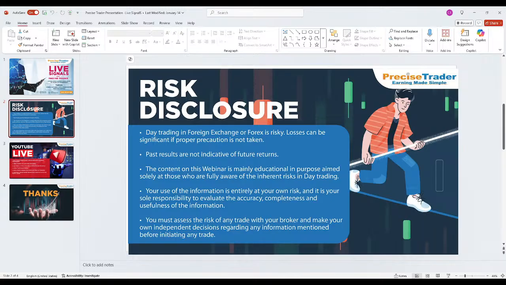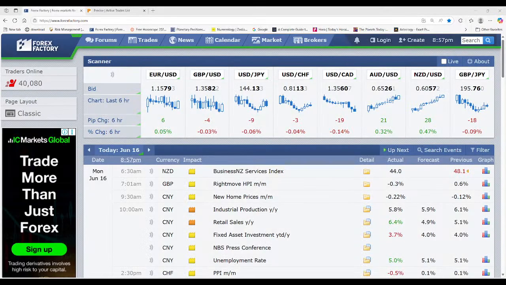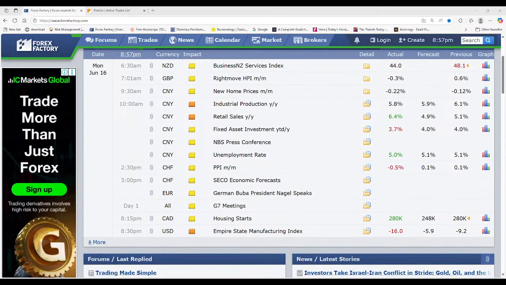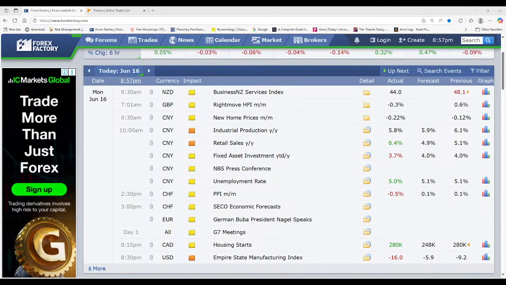With that, we move on to our live analysis. The key data that is going to be out tonight: we just had the Empire State Manufacturing Index, which was forecast at negative 5.9, but came out at minus 16. Which is very bad, worse than expected.